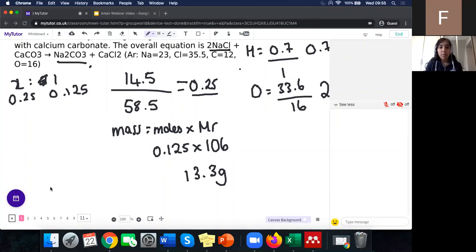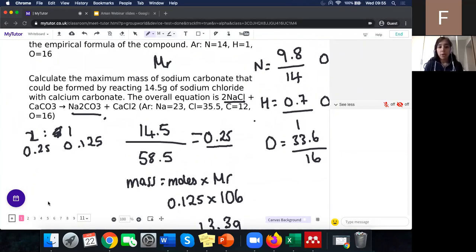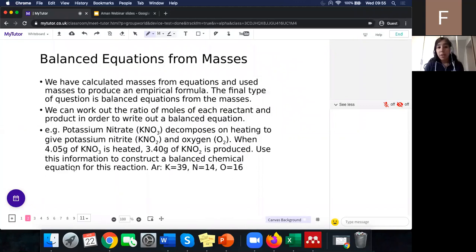Okay, so that's a recap of what we covered last week, and it's really important that we're happy with those questions, because today we're going to be building on those. So last week, on Monday, we looked at moles equals mass over MR. We looked at forming empirical formulae, but there's one final part, and that is forming a balanced equation from a mass. This is in all the syllabuses again.